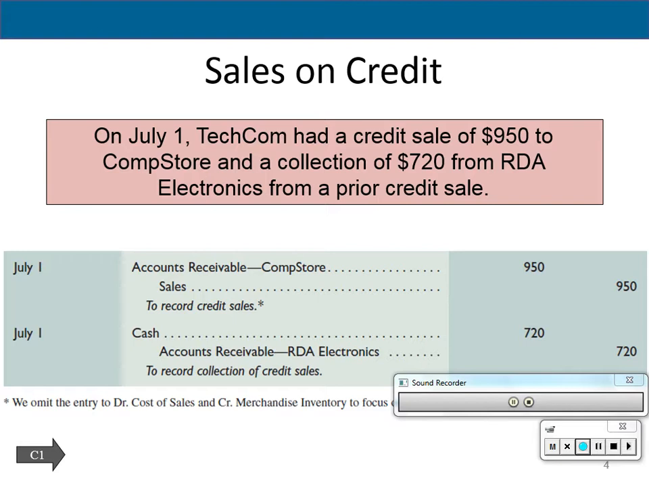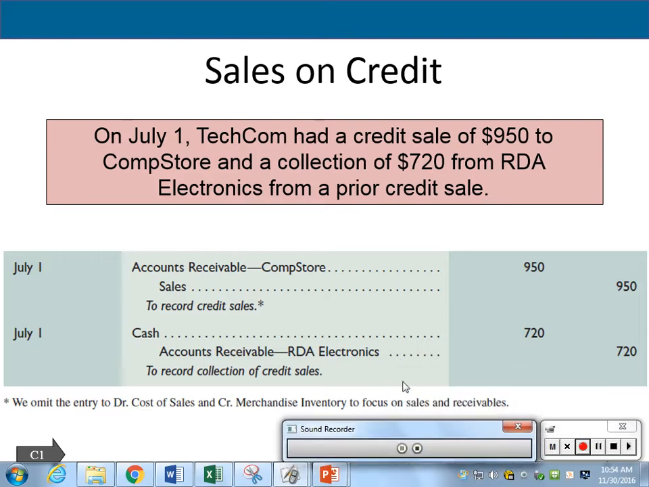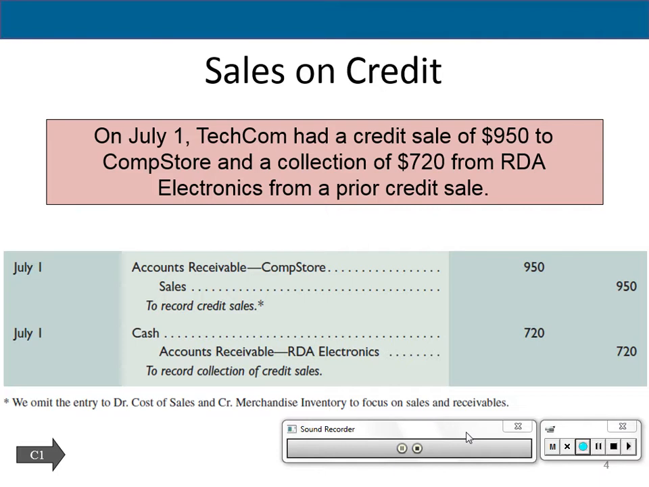So we're talking about two different customers here. And the first one, a sale on credit, we just simply debit accounts receivable for that customer, and we credit sales for $950. And then the second transaction was where we collected for previous sales that had been made. So we debit cash for $720 and we credit that customer's accounts receivable account for $720.